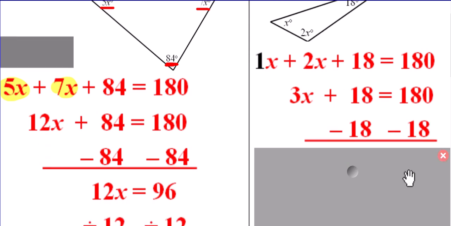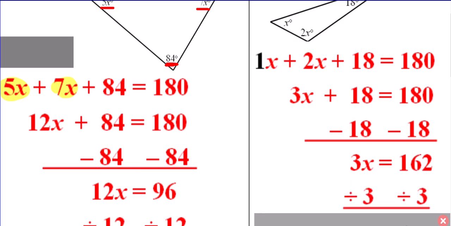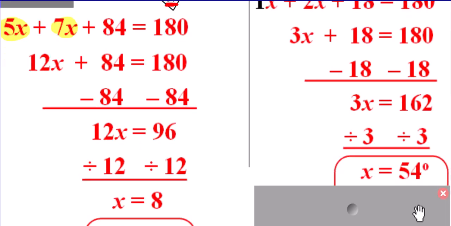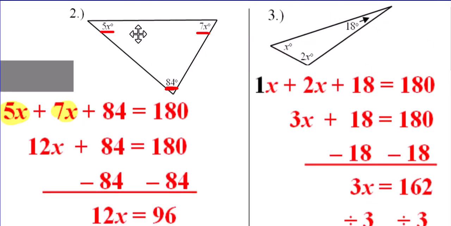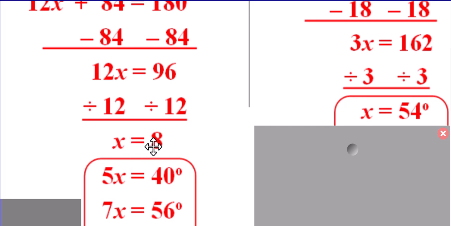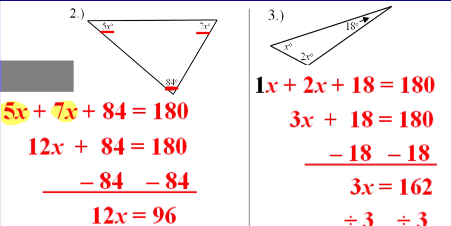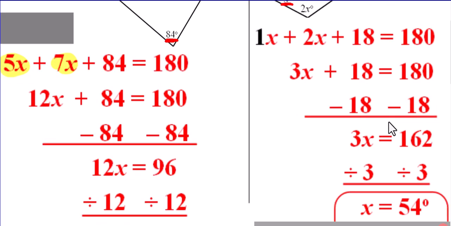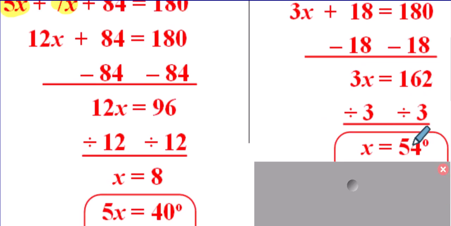Subtract by 18 on both sides, you get 162. Divide by 3. That's going to give you 54. Now wait, you're like, Underkoffler, why'd you circle it? I thought you said we don't circle x. Here's what I said earlier. If x is not one of the 3 angles on the triangle, then you don't circle the x equals answer. But if x is one of the 3 angles listed on the drawing, then x is one of the angles.